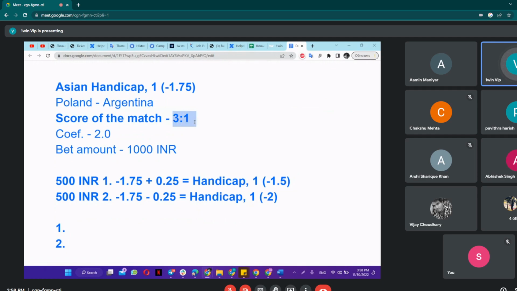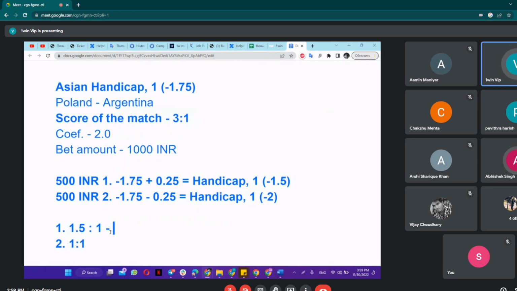The score is 3-1. We are betting on winning of the first team. Yeah, 1.5 raised to 1. Yes. So first score will be like this. What will be the second score? 1-1.